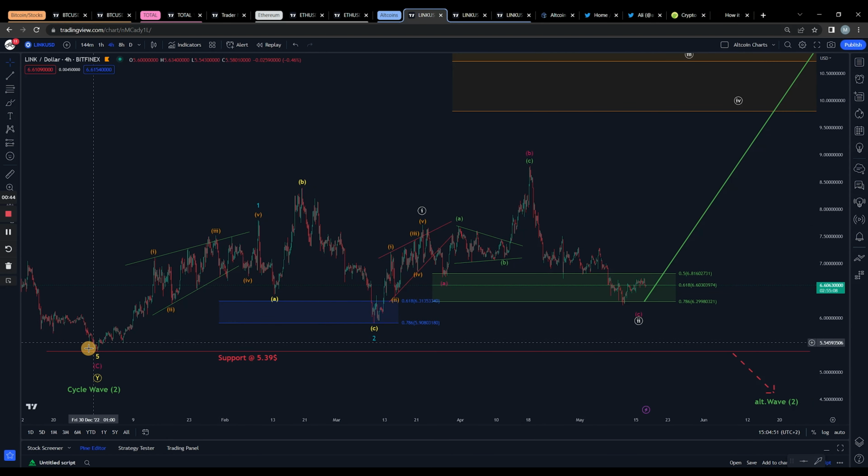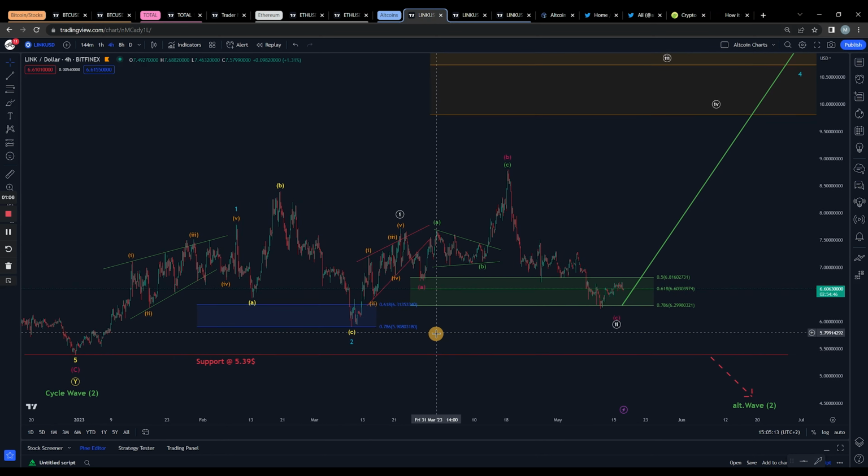So this low right here in last December represents the cycle bottom, cycle wave 2, like you have seen it in other videos from me in Bitcoin, Ethereum, and other altcoins. And since then, we established this wave 1 in an ABC movement 2.